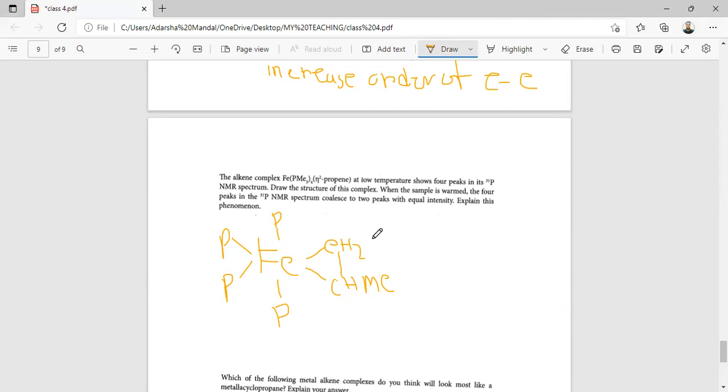So when the complex is warmed, this alkene is rotated. At that time there are two types of phosphine, one equatorial and another axial. So upon heating the complex, there are two sets of phosphine, one equatorial and one axial. So a total of 2 peaks are observed in the 31P NMR. That's why only 2 peaks are observed.